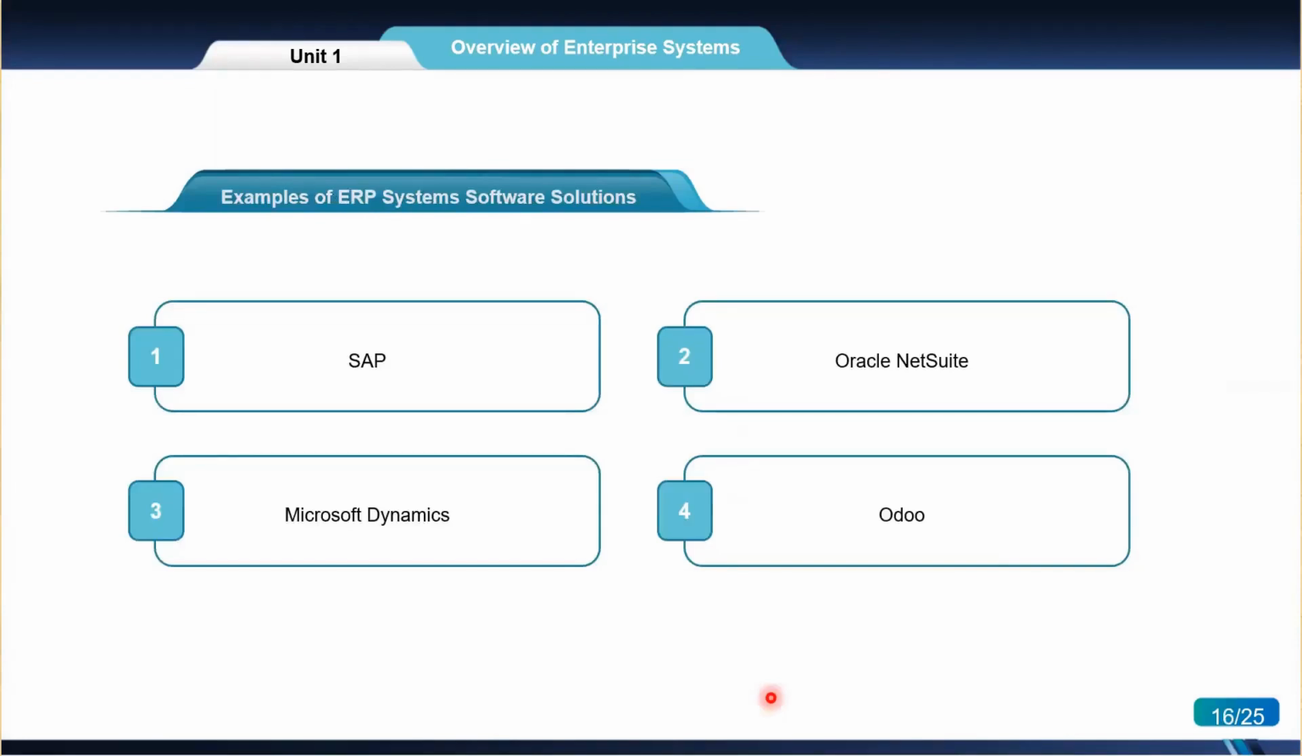An example of ERP system software solutions includes several widely used software solutions that give us a practical application of ERP systems. These include SAP, Oracle NetSuite, Microsoft Dynamics, and Odoo.